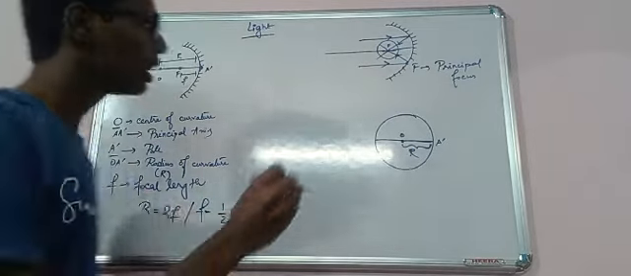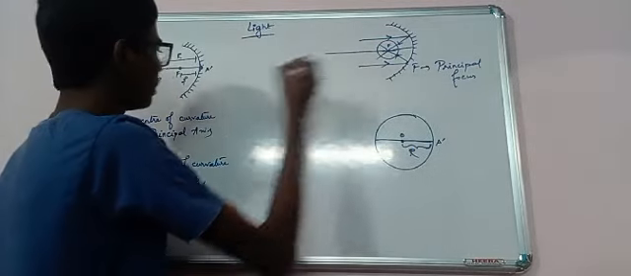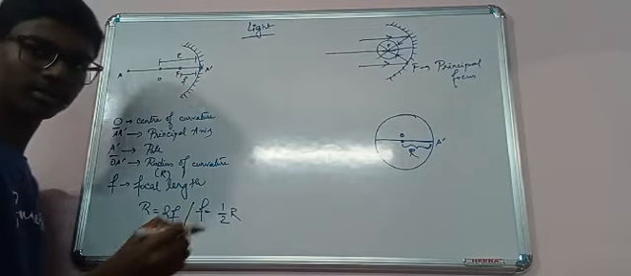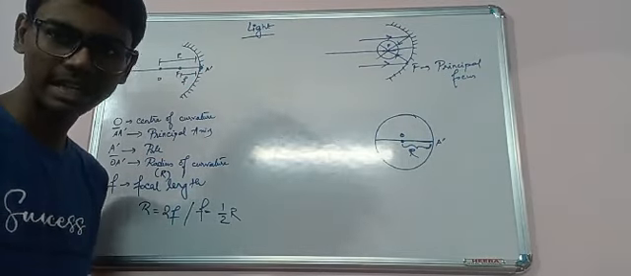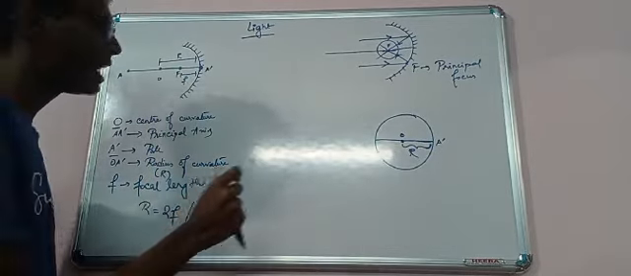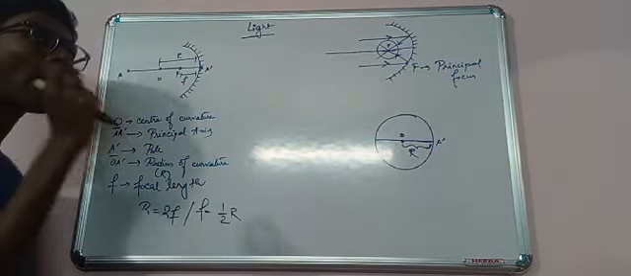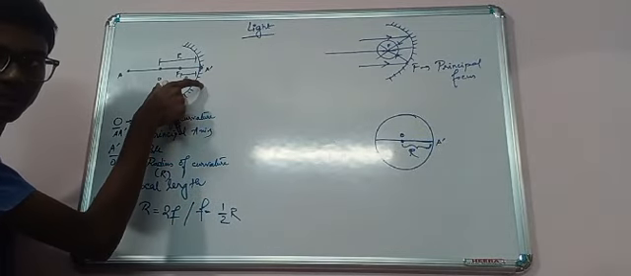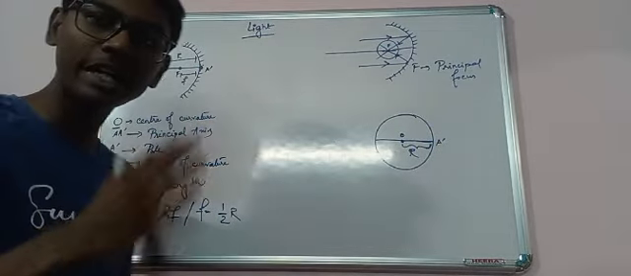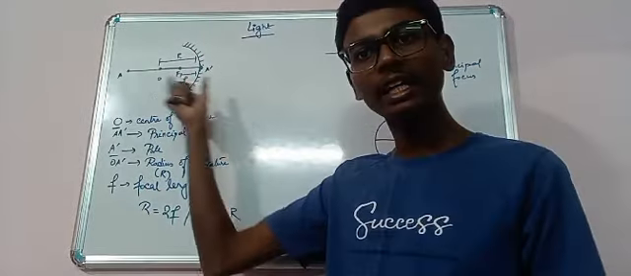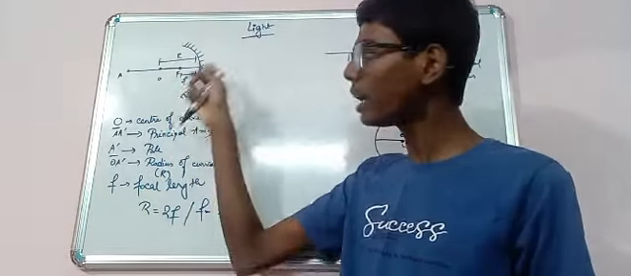How did this come? If this is your line O and A dash, then what is it called? R? Or what is it called? Means what is it named as? R, that is the radius. And I said that focus will be a point which will always be at the center of the radius. That means it will divide radius into two equal halves.